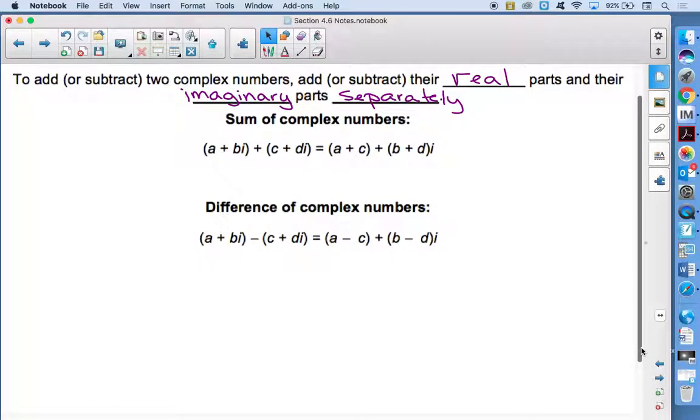So you're adding the real, the a and the c here are the real, and then you're adding the bi, the di, those are the imaginary parts. So really you're just thinking about adding those pieces together.